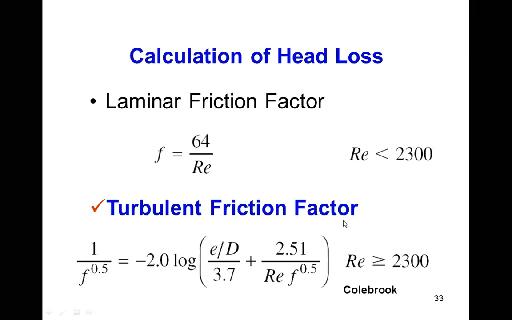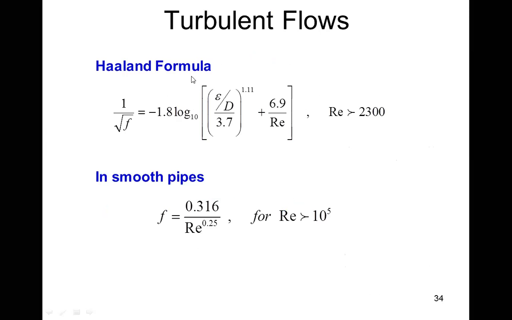So this always becomes a tedious formula to calculate the friction factor. So we have another formula, called the Holland correlation. This is easy compared to the Colebrook formula. You have 1 upon under root of f equals minus 1.8 log 10 of (epsilon by D upon 3.7) to the power 1.11 plus 6.9 upon Re. So first you calculate the value of Re. If your Re value is less than 2300, use 64 upon Re.